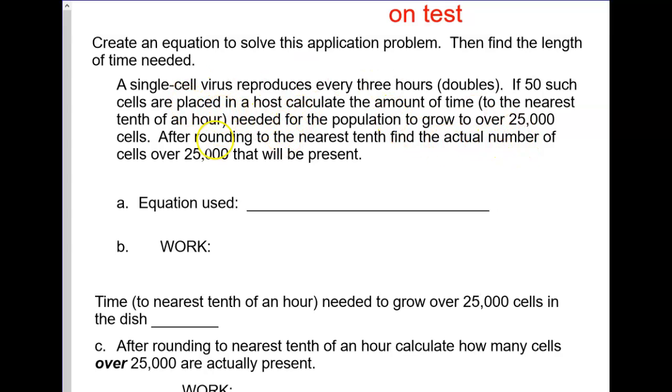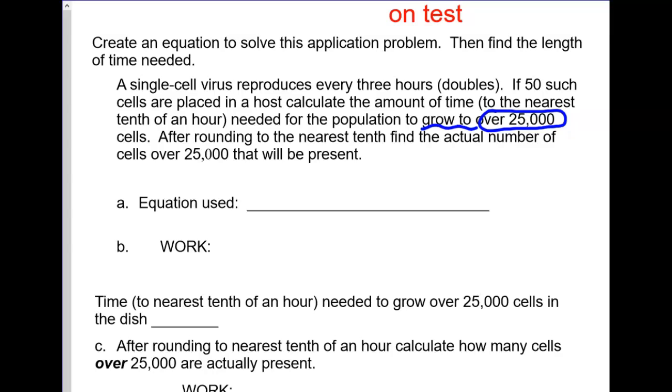She's out. Okay. We have a single cell virus. Okay, I feel better talking about virus cells. I don't know why. I just assume they produce. I don't have to think about it too hard. Okay, so every 3 hours they will double. 50 such cells are placed in a host, and then we calculate the amount of time it takes for the population to grow over 25,000, okay? It has to reach over 25,000. Keep that in mind when we get to the end of this first part.